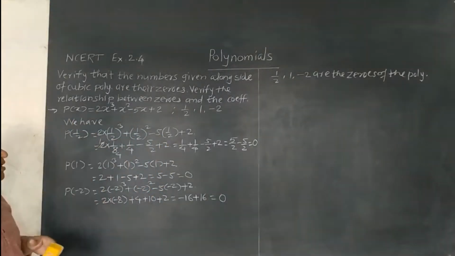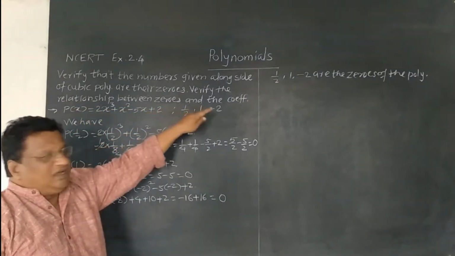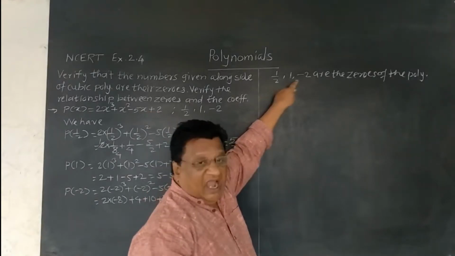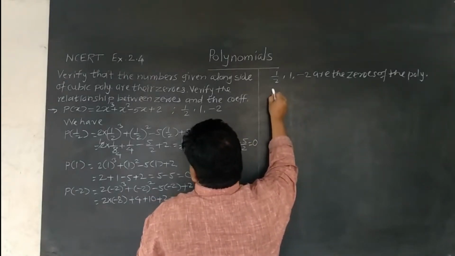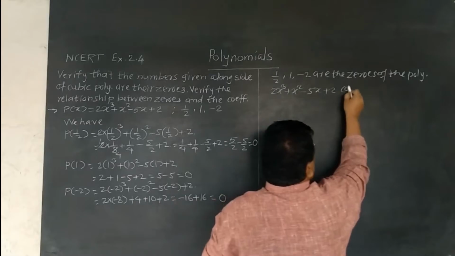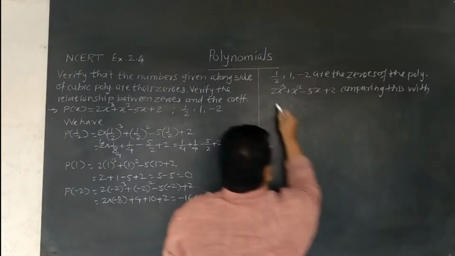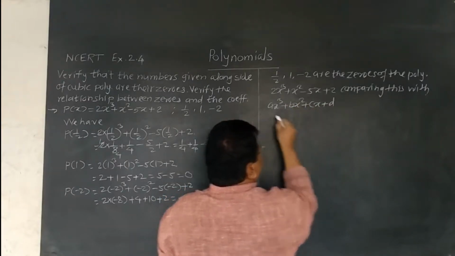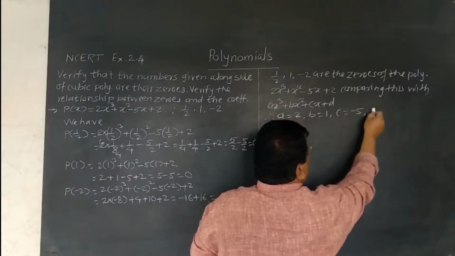Now, next, let's find the relation between zeros and the coefficients. As these are the zeros of the polynomial, this is alpha, this is beta, and this is gamma. So, they are zeros of the polynomial 2x cubed plus x squared minus 5x plus 2. Comparing this with ax cubed plus bx squared plus cx plus d, therefore a is equal to 2, b is equal to 1, c is equal to minus 5, and d is equal to 2.